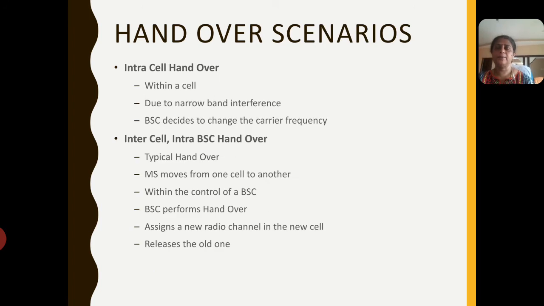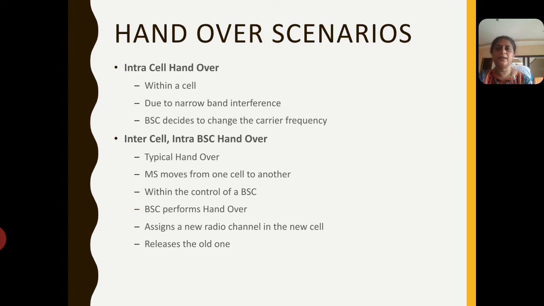Now let us come to the scenarios of handover. What are the different kinds of handover? There are actually four different types of handover. The first is called the intra-cell handover. This handover takes place within a cell, and this is done because of narrow band interference. The base station controller decides to change the carrier frequency of that particular mobile station from one to another. This is called the intra-cell handover.